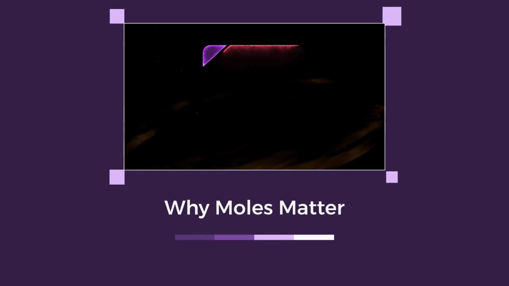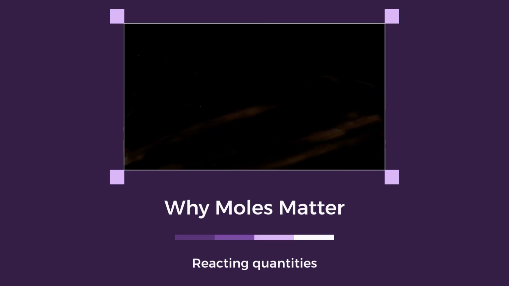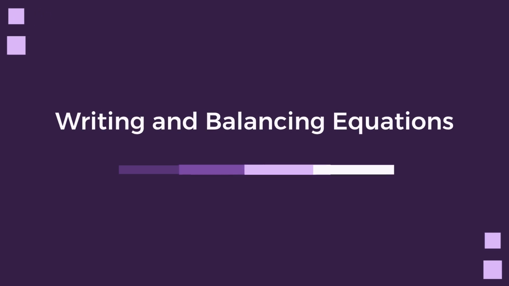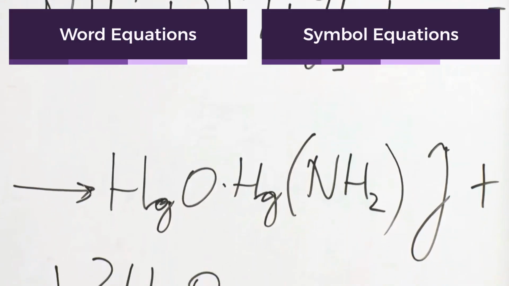To figure out how much of one substance reacts with another, we must use the mole concept. This allows us to quantify the massive number of atoms in a sample. Let's start with the fundamental language of chemistry, equations. You'll need to know two types: word and symbol equations. Symbol equations, often called chemical equations, are the standard.